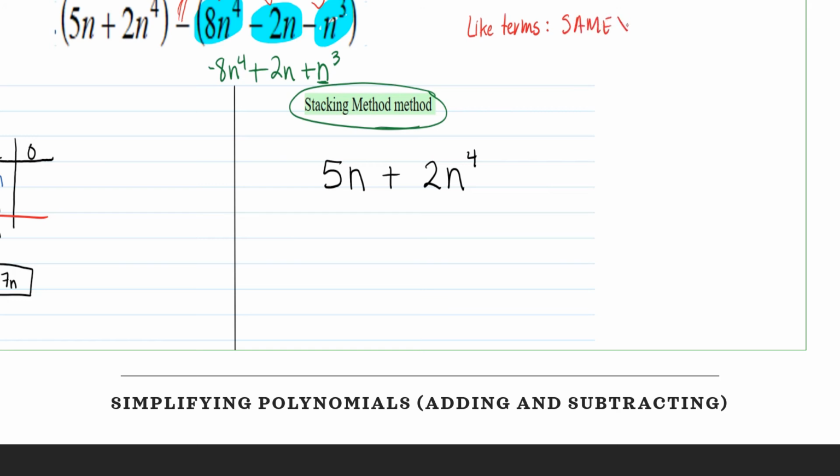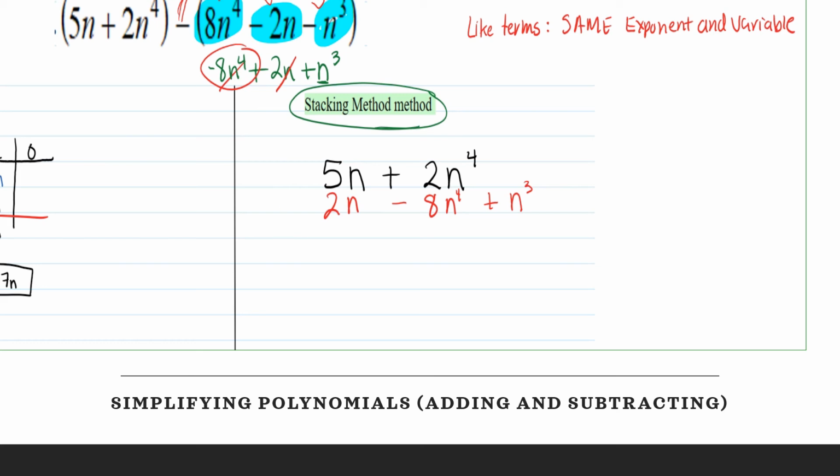Like terms need to have 2 things in common, like I mentioned. They need to have the same exponent, and they need to have the same variable. So in order for 2 terms to be considered like terms, they need to have those 2 things the same. If I'm looking at -n to the 4th power, that one should go right underneath 2n to the 4th, and I'll fix it right now. 2n goes underneath 5n because they have the same variable and the same exponent. Let's erase that one. And the n to the fourth power should go underneath the 2n to the fourth power.